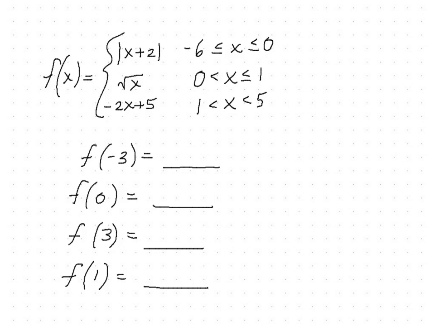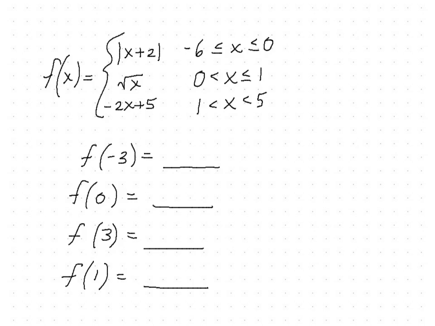Here we've got a piecewise function with an absolute value function that's translated 2 units to the left. We've got a square root function, and we've got a linear function. Okay, and the absolute value function is defined from negative 6 to 0. And notice both of these inequality signs are or equal to. So in terms of graphing, those would be closed endpoints.